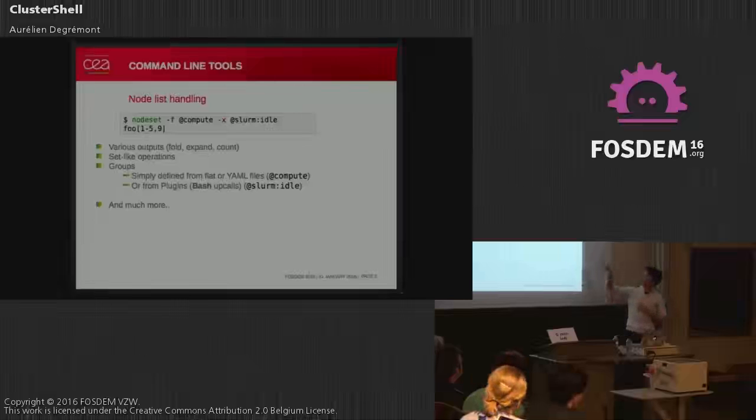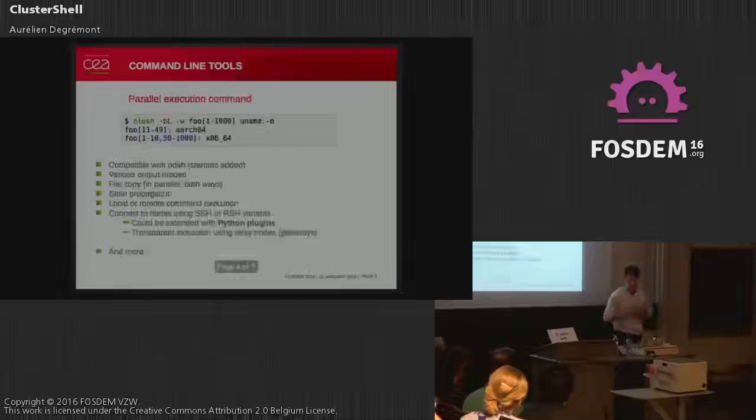Here you can see a slightly complex example where we are folding, so having a compact output of nodes from the compute groups, where we are excluding nodes from the idle nodes in Slurm. You can see here that it's dynamic based on the current status in Slurm, and there are many more features for this.